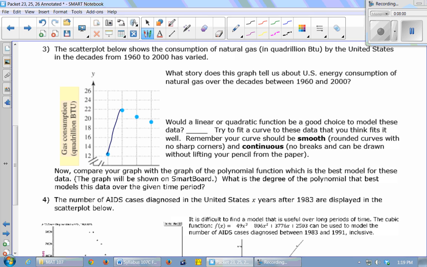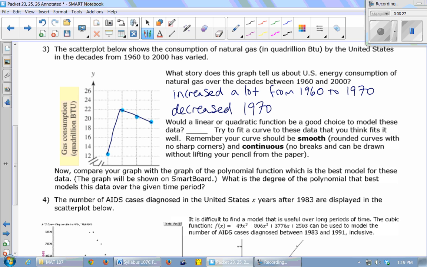Yep, 1960 to 1970, it was increasing a lot. It increased a lot, right? And then what happened? Then it decreased. Yep, then decreased from 1970 to 1990, I guess. That x-axis isn't labeled, so this is very hard to interpret the graph.